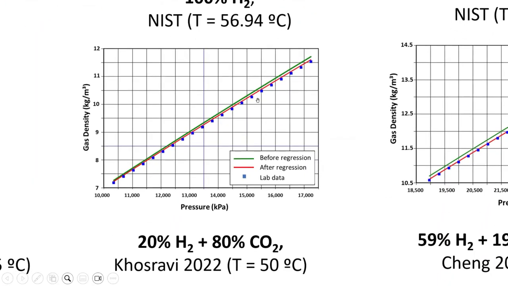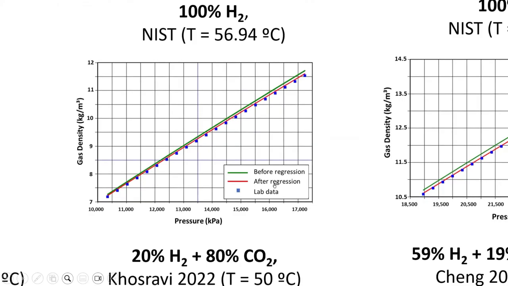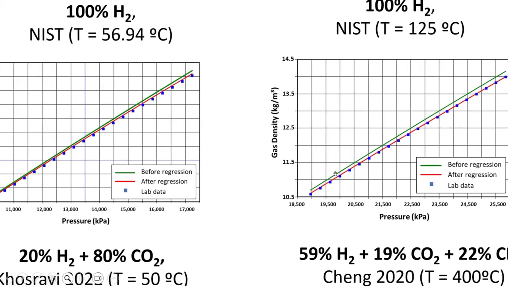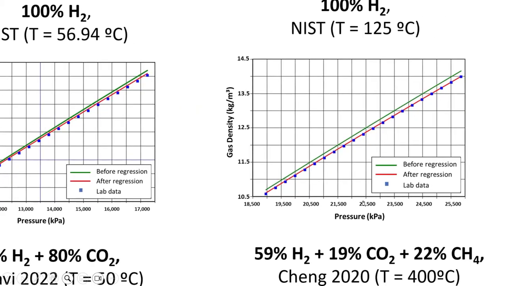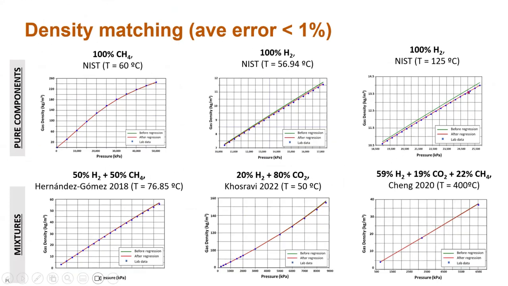Take a look here. For hydrogen, there is some deviation, and this deviation was fixed with the regression. The red line represents after the regression. When the pressure is higher, the deviation increases. So it highlights how relevant it is to perform this correction in the equation of state.